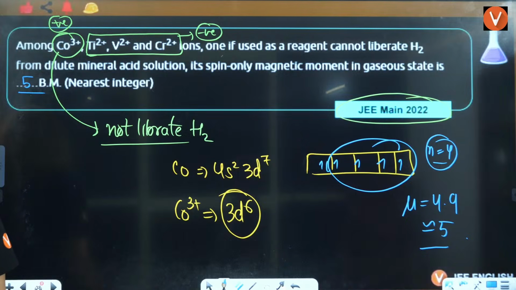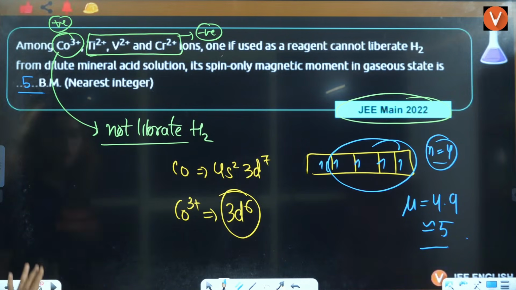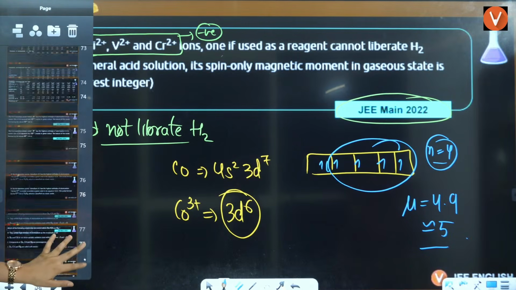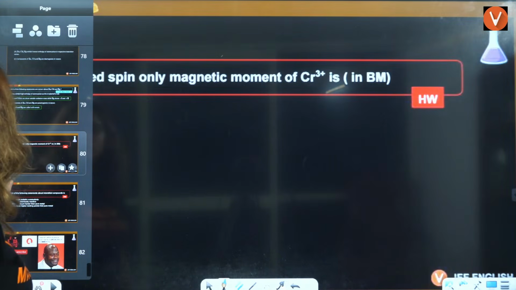Okay. Ma'am, having a problem in color. Don't worry, we will do that. You are having a problem in color, we will do that, right?